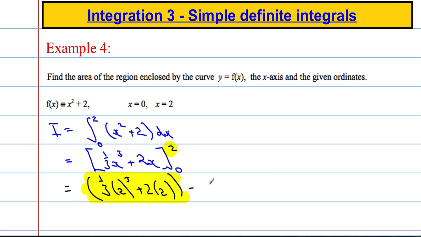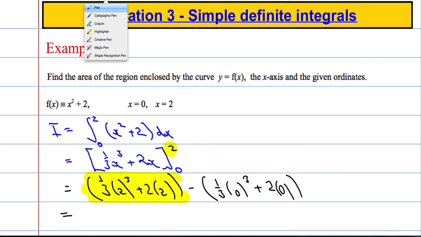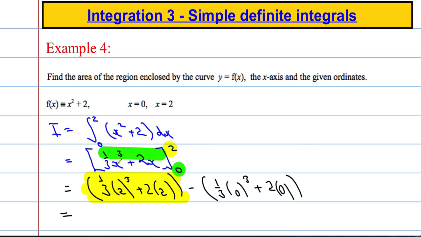So the lower limit, we're going to get 1/3 times 0 cubed plus 2 times 0, which is all going to work out to be 0. Luckily, so when we put in this lower limit, we're going to end up with 0. So let's check out what we get here.